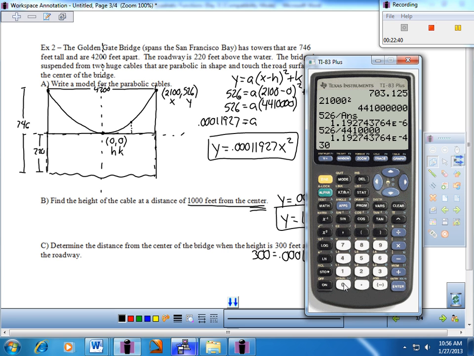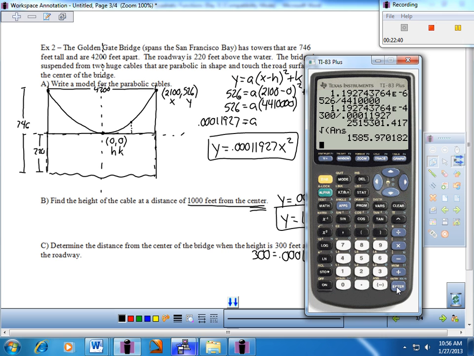So 300 is our y value. I'm going to divide that by 0.000. Let's make sure I don't tap too many zeros this time. 11927, I think that was our a value. And I get that right there. And then what do you say we square root this thing right here? Get that. Ooh, looks pretty good.